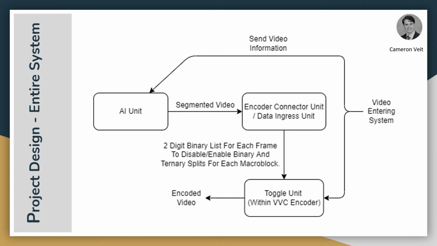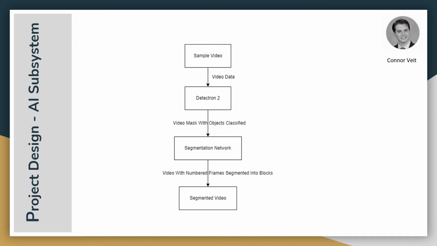The AI unit takes the video data and segments it. It then sends this segmented video to the data ingress unit. The data ingress unit then creates two-digit binaries based on the data from the AI unit and sends this to the toggle unit. The toggle unit then uses these binaries if it is active. If it is active, these binaries either tell it to disable or enable binary and ternary splits for each macro block. It then encodes the video. If the toggle unit is inactive, then the VVC encoder runs as normal.